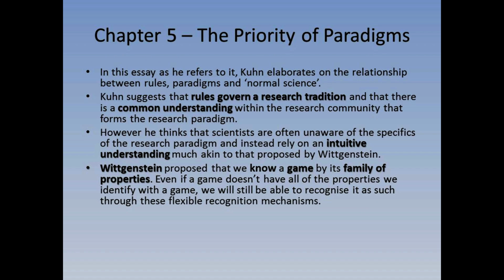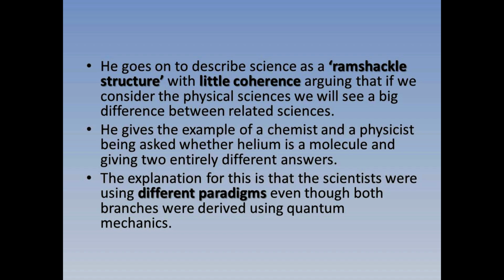In Chapter 5, The Priority of Paradigms, Kuhn writes that rules govern a research tradition, that scientists have a common understanding of this, but it is intuitive in much the same way as an understanding of games is, as described by Wittgenstein. Kuhn suggests that science has little coherence, as different branches of science are governed by different paradigms.